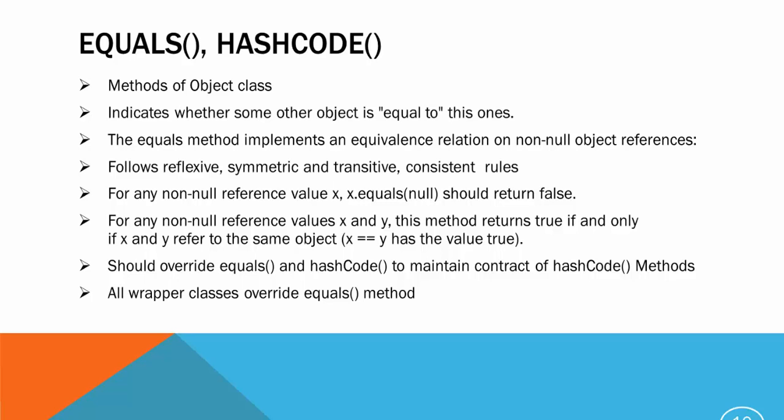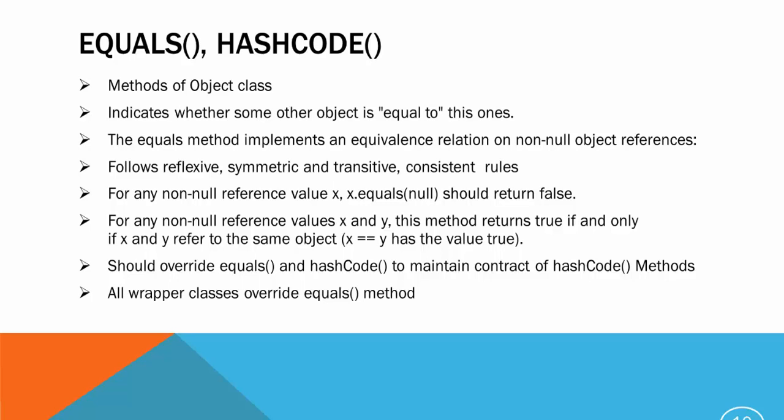For any non-null reference value x, x.equals(null) should return false, because here one object is null. Both objects should be non-null. If any one of x or y is null, then the result of equivalence is false. For any non-null reference values x and y, this method returns true if and only if x and y refer to the same object.